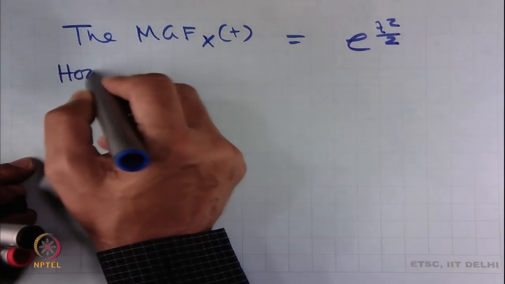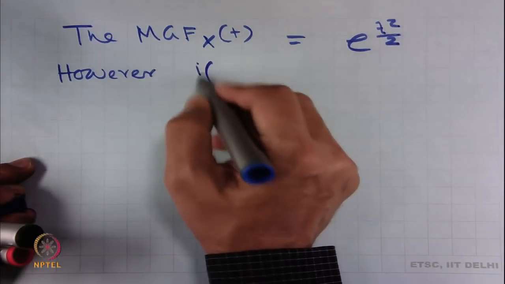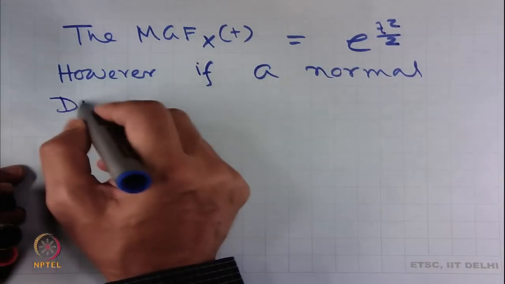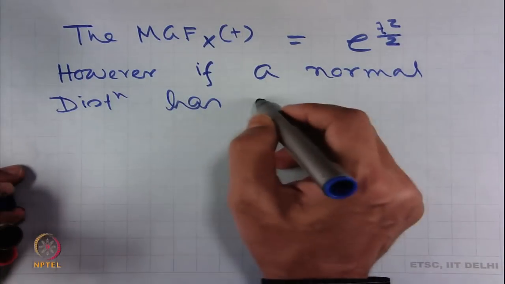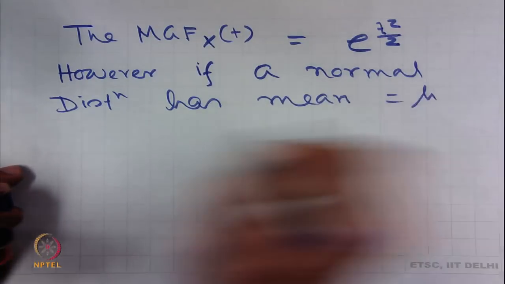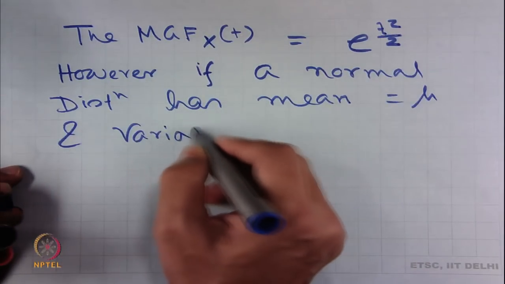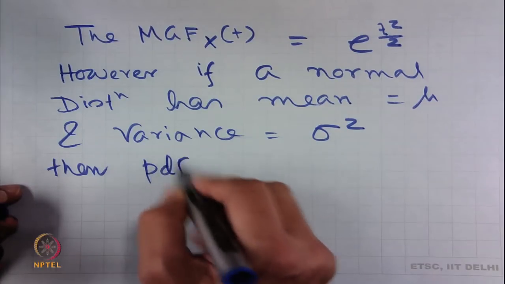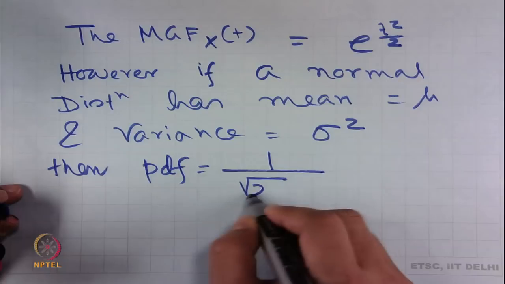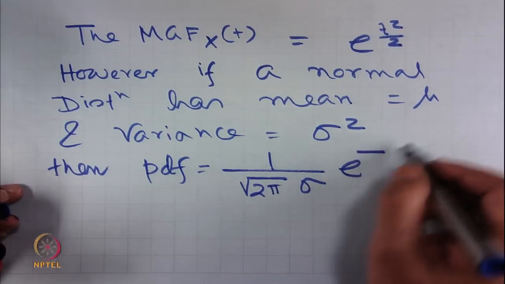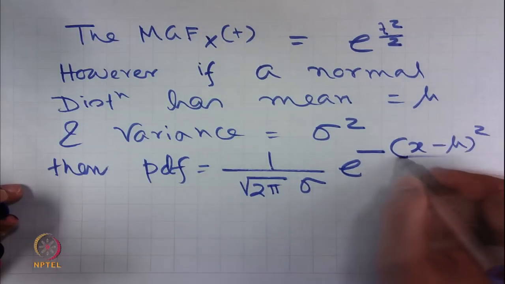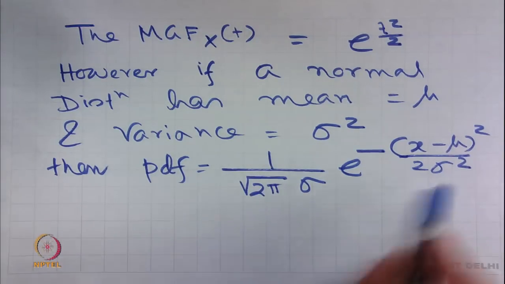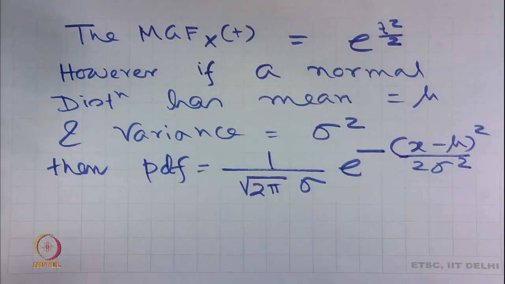However, if a normal distribution has mean equal to mu and variance equal to sigma square, then the PDF is equal to 1 over root over 2 pi sigma into e to the power minus (x minus mu) whole square upon 2 sigma square. Mu can be any real number and sigma square, being a variance, of course has to be positive, and this is going to give you the PDF.